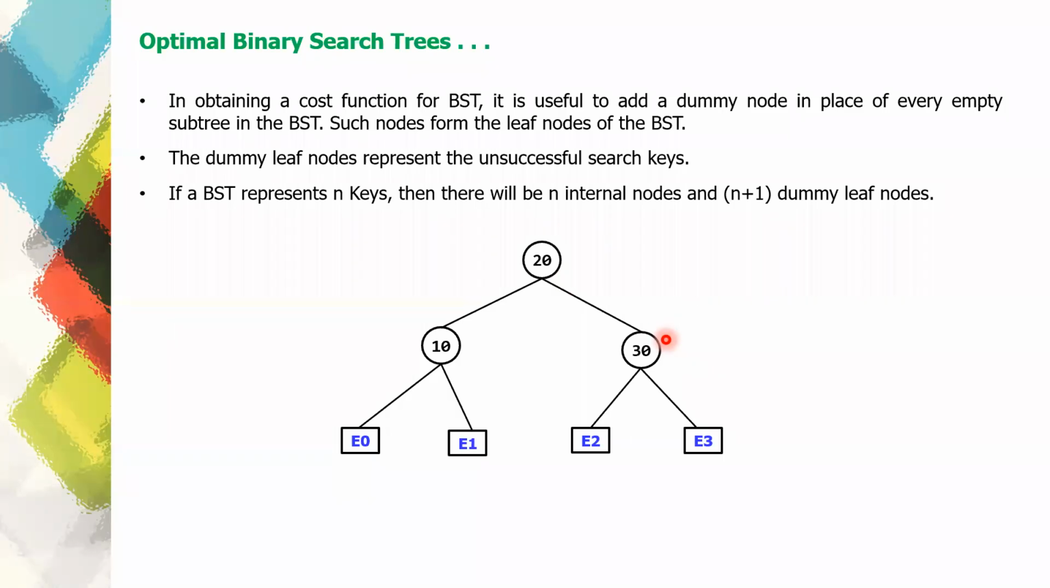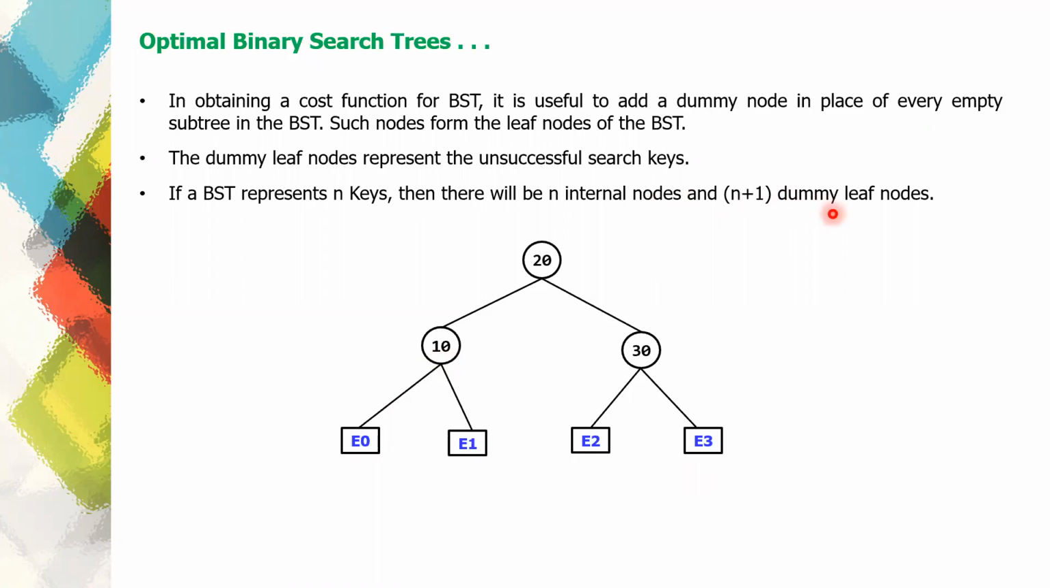Now, why I'm adding dummy nodes here is that I want to make sure that all the successful searches terminate at the internal nodes. All the unsuccessful searches should end at the leaf nodes. So all the internal nodes are representing successful searches, and all the leaf nodes are representing unsuccessful searches. For making this happen, I'm going to add some extra nodes to the tree, and these are called dummy nodes.